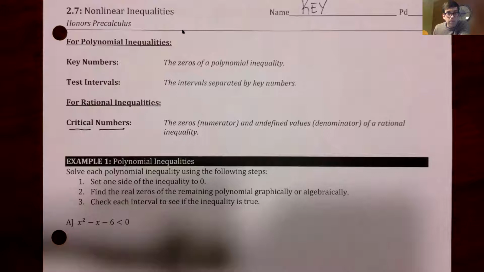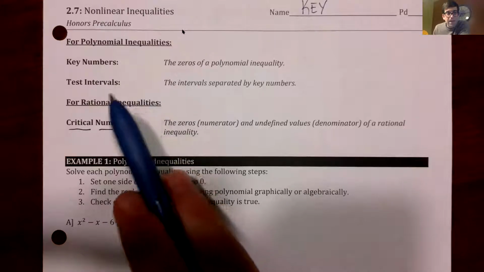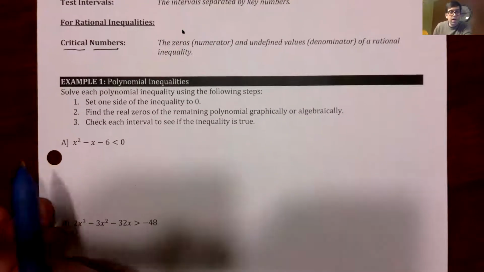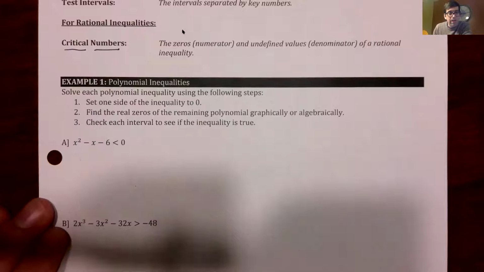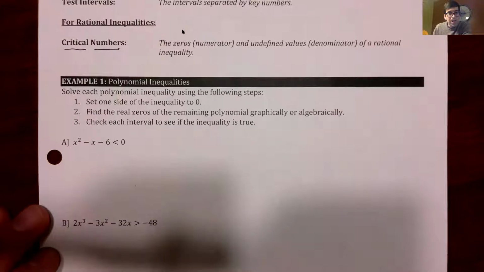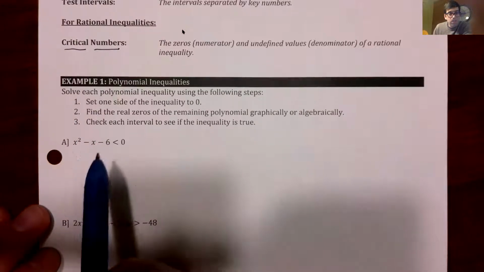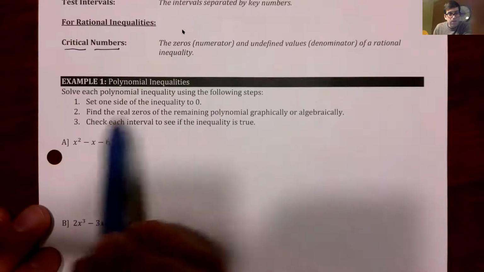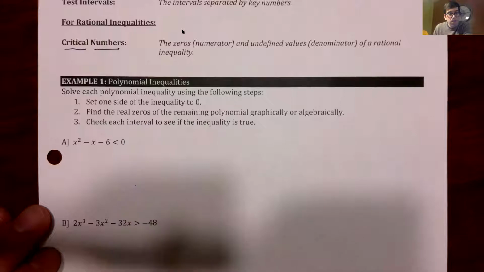So we're going to check for the zeros of the numerator and the zeros of the denominator. And then we're going to create or construct these test intervals based off of those numbers. And you'll see what I mean. So let's try example 1. Lucky for us, the steps are laid out for us. So we're going to set one side of the inequality to 0. In part A, this is already done. So the right side's already 0. Step 2, find the real zeros of the remaining polynomial graphically or algebraically.